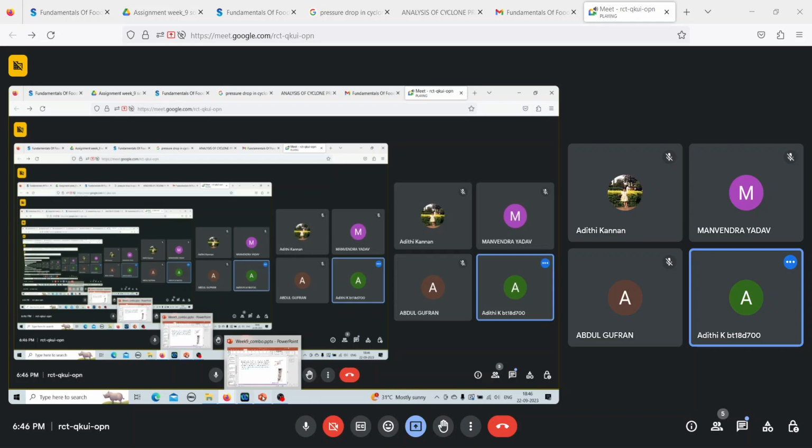Moving to question 14. For a cyclone separator of 0.3 meter in diameter with a tangential velocity of 15 meter per second, calculate the separation factor of the cyclone separator. See, how do you proceed with this? What is the separation factor in the cyclone separator?